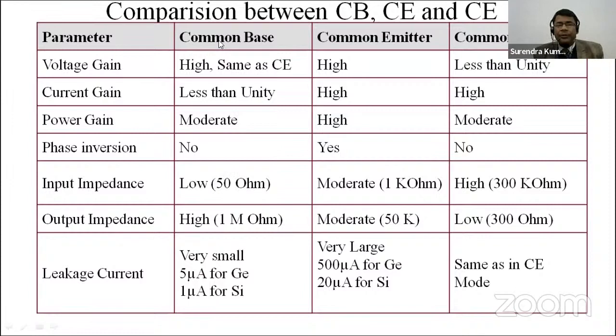Input impedance: low. It is very low for common base, moderate at 1 kilo ohm for common emitter, and very high, 3 kilo ohm, in case of common collector configuration. Output impedance: it is high, 1 mega ohm, for common base, moderate, 50 kilo ohm, for common emitter, and around 300 ohm for common collector configuration. If we talk about leakage current, it's very small, 5 microampere, and it's very large in case of common emitter and the same in common collector configuration.